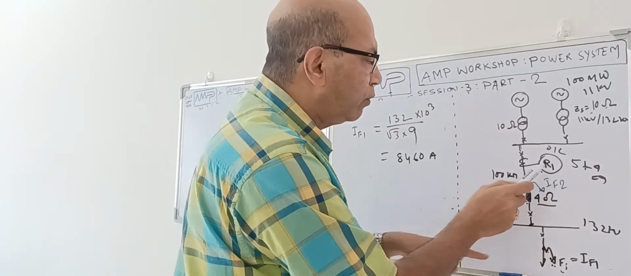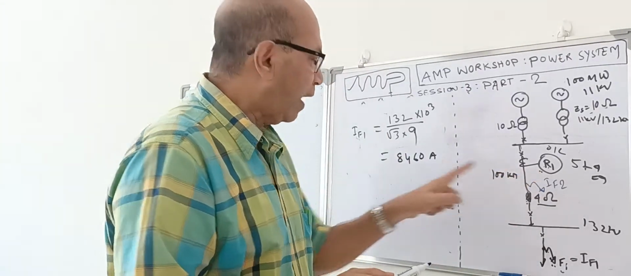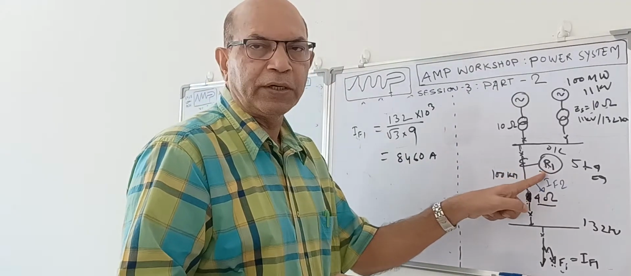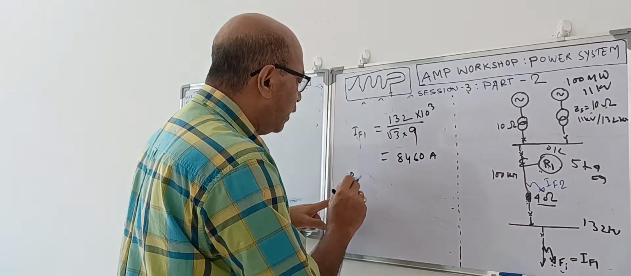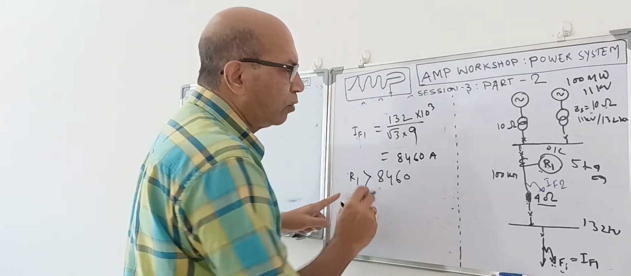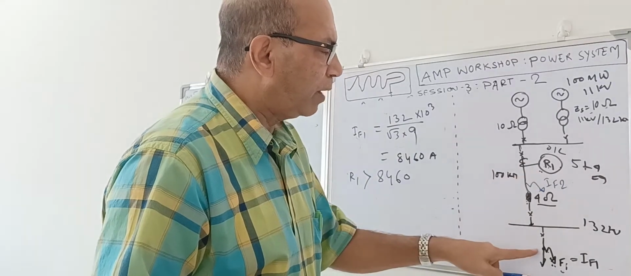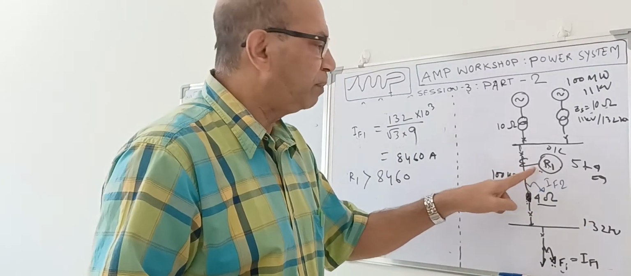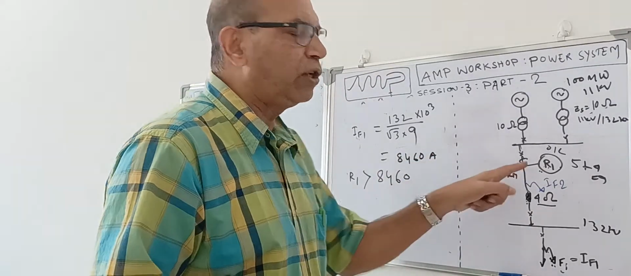So if you do not want this relay to operate, it should be set above this fault current. What will be the setting of R1? It will be more than 8460 ampere. If you put the setting at, say, 9000 ampere, and the fault is over here, then this relay will not pick up, because its pickup setting is 9000 ampere and the fault current is 8460 ampere.